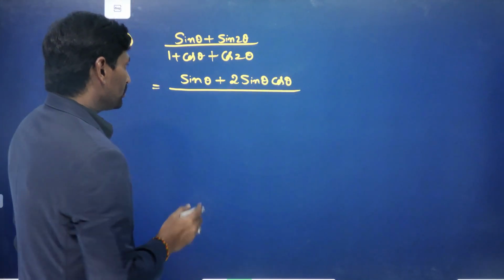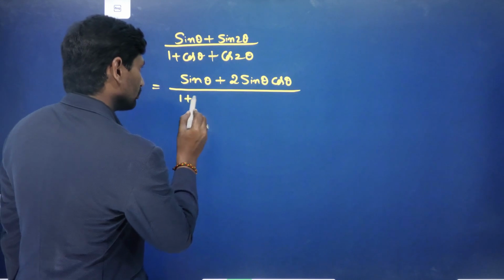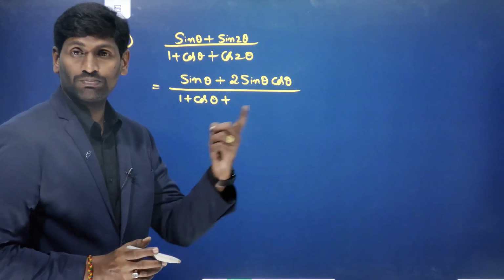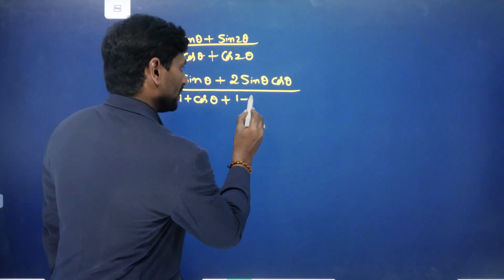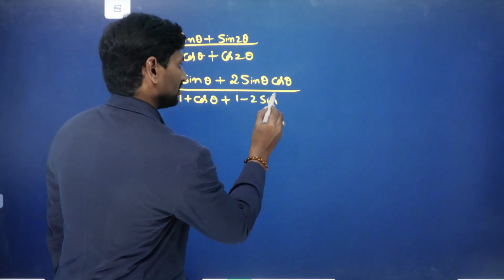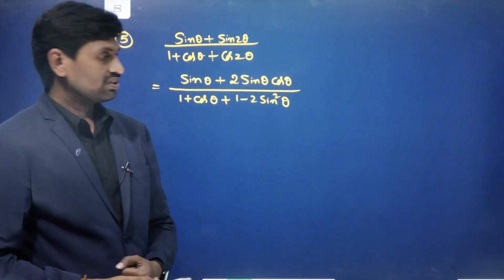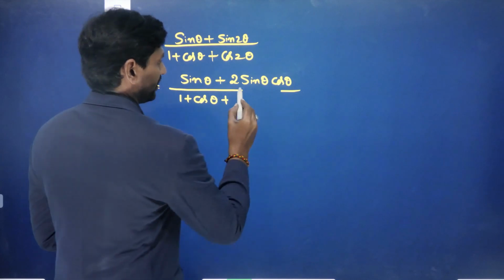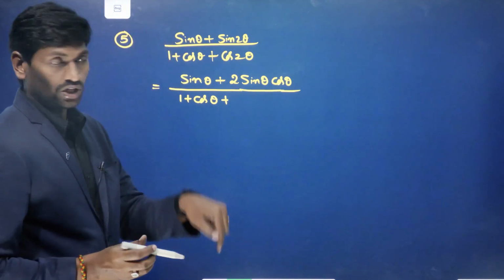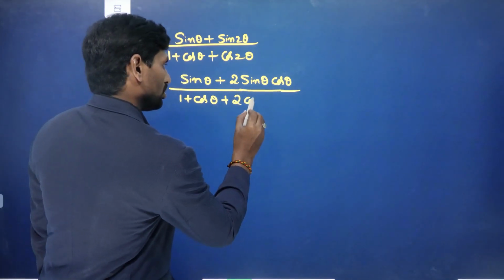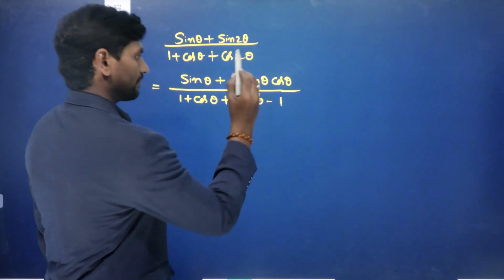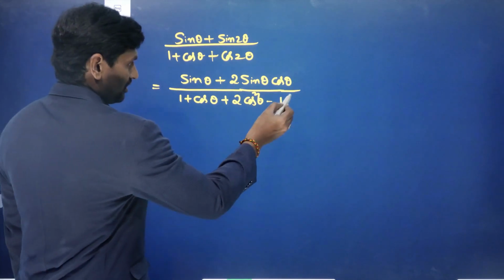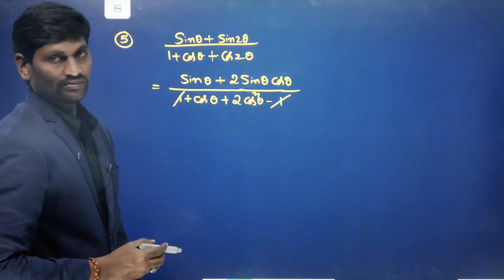So the numerator is all in terms of sin, but one cos will be there. For the denominator, also try to write the cos 2 theta formula in terms of sin: 1 minus 2 sin square theta. Or else try to cancel here; here 1 will be cancelled. Let us try to write the cos 2 theta formula in terms of cos only. That means 2 cos square theta minus 1. Minus 1 plus 1 cancel here.